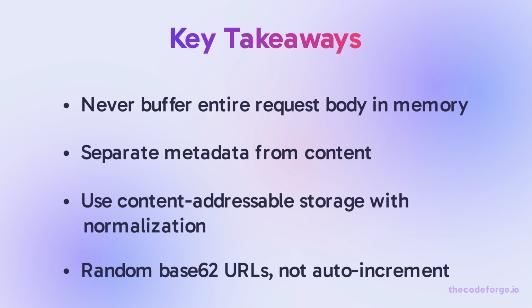To recap, stream uploads to avoid OOM, separate metadata from content, normalize before hashing for deduplication, use random short URLs, cache with short TTLs, and always rate limit. These patterns will keep your Pastebin running smoothly at scale.